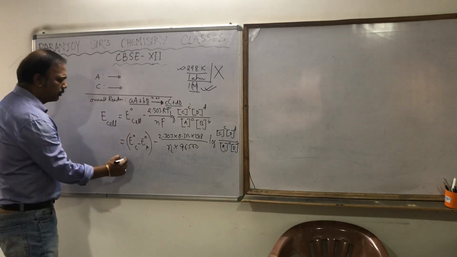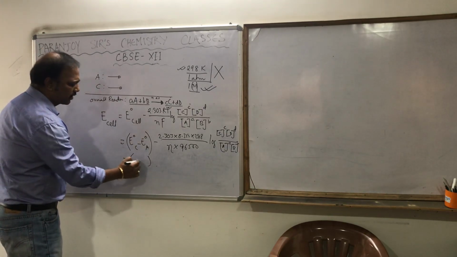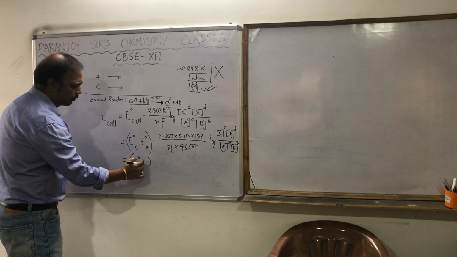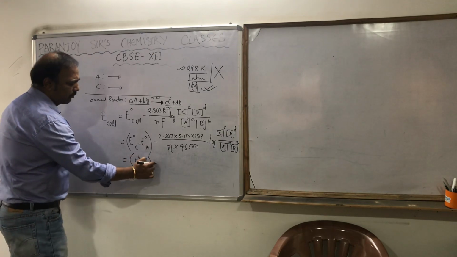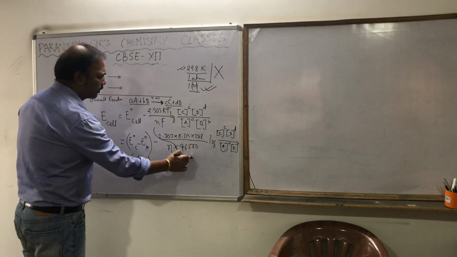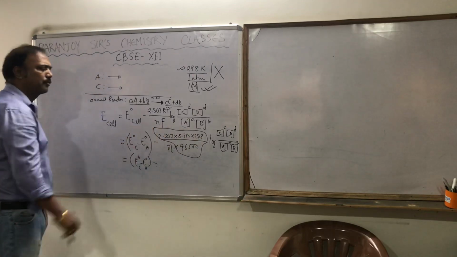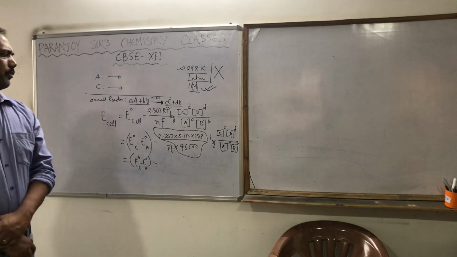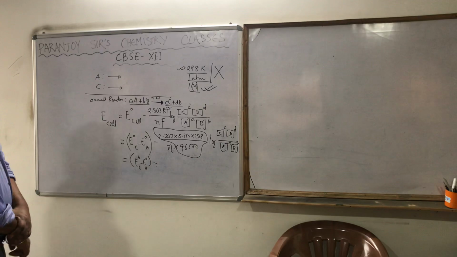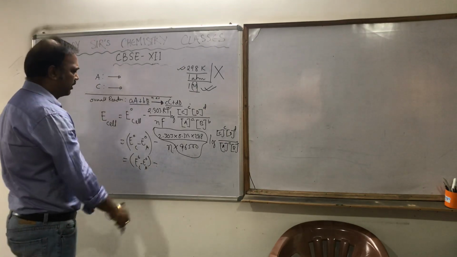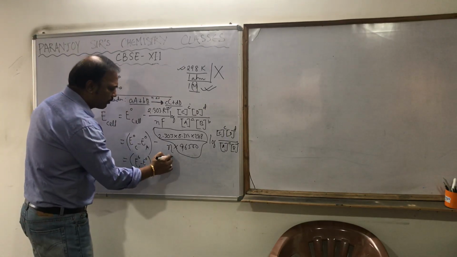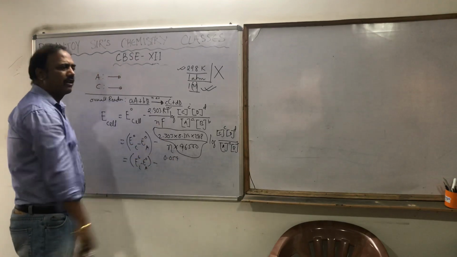So that is equal to, again the same thing only, E0 cathode minus E0 anode minus, now if you calculate this whole thing, 2.303 into 8.314 into 298 divided by 96,500, you are going to get 0.059. Just this value you are going to get.